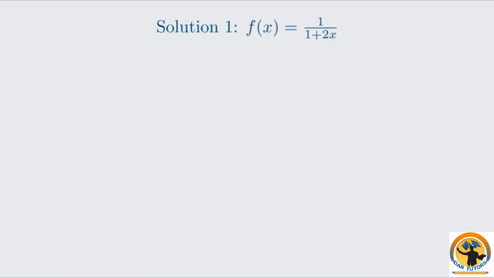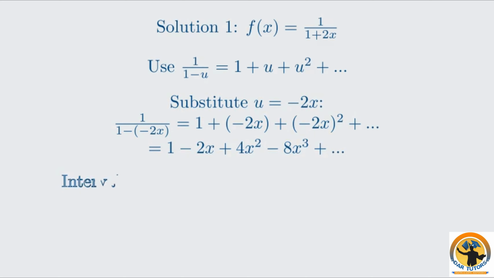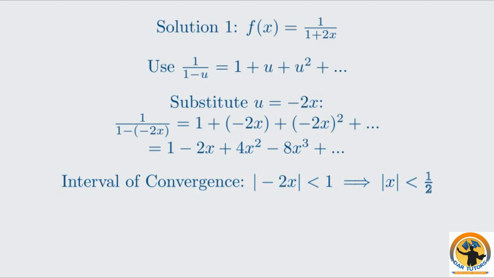Here's the solution to question 1. We can use the known geometric series for 1 over 1 minus x and substitute negative 2x for x. This gives us the series 1 minus 2x plus 4x squared, and so on. The interval of convergence is found by ensuring the substitution, negative 2x, is within the original interval, which gives us the absolute value of x is less than 1 over 2.